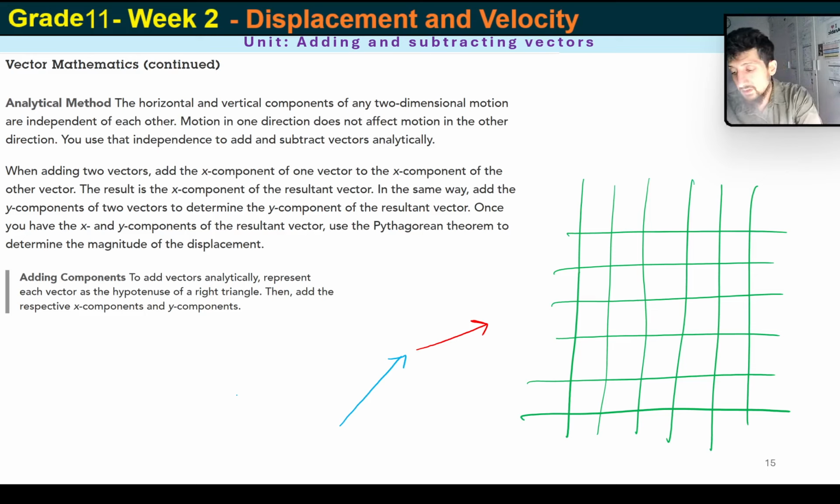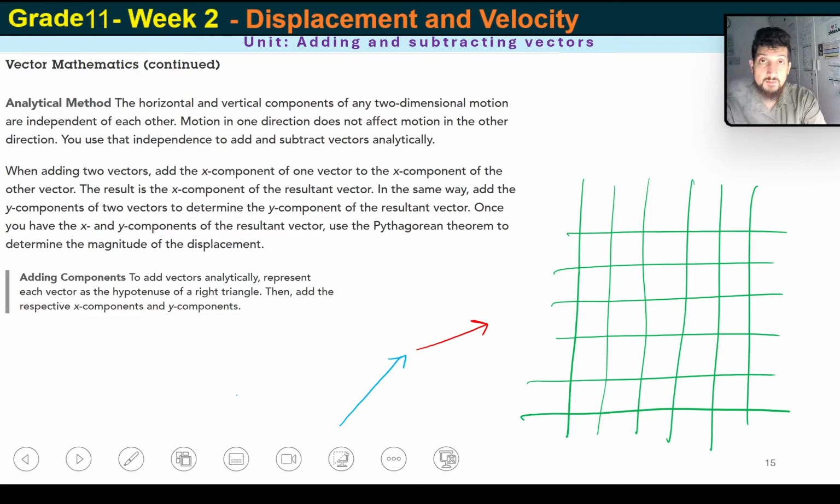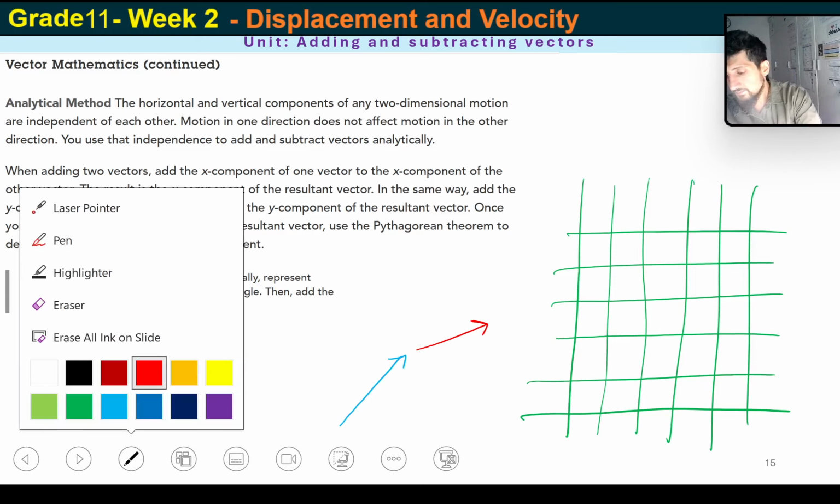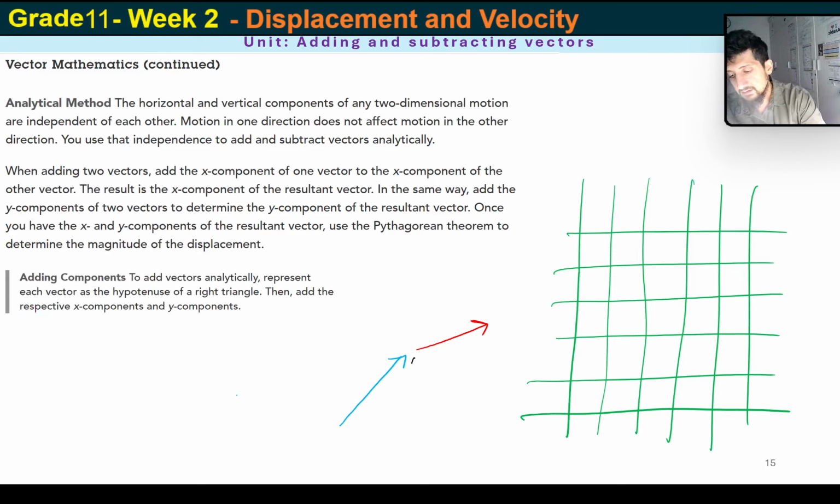The other way I can do it is I can figure out the x and y components. The what now? The x and y components. You see, vectors have x and y components. This one has a length, which is y, and it has a width, which is x. And this guy is the same. It has a length, which is y, and it has a width, which we call x.